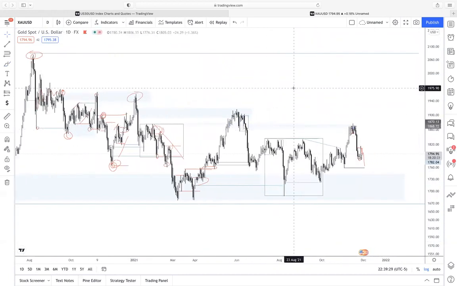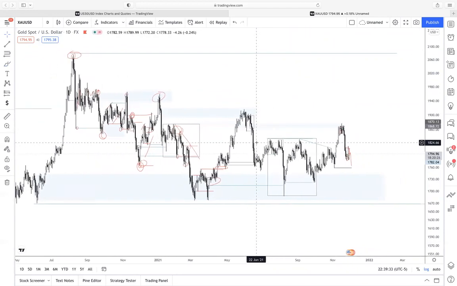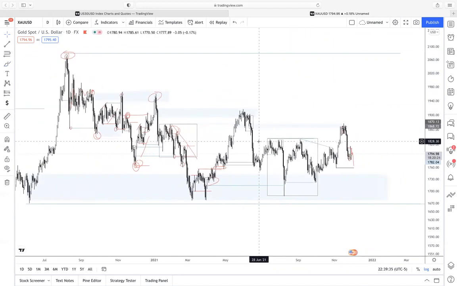We took a 5-minute fractal entry off the daily structure, and that's the power of knowing market structure based off liquidity. So I hope this video really and truly helps, and we'll see you in the next one.